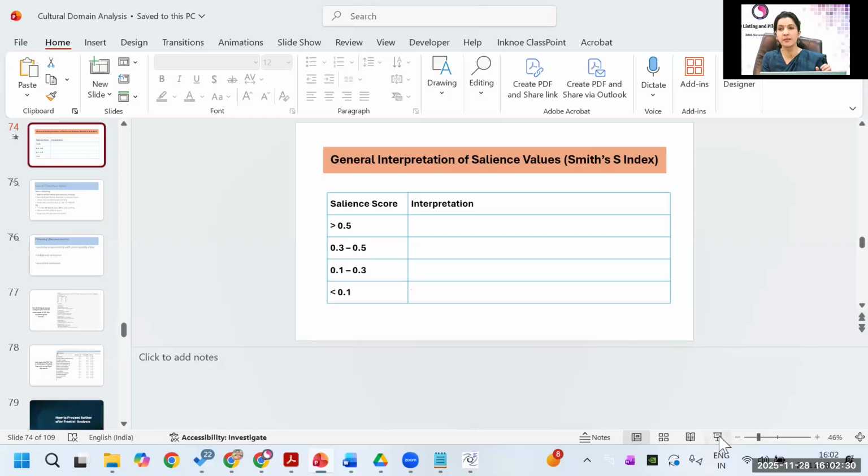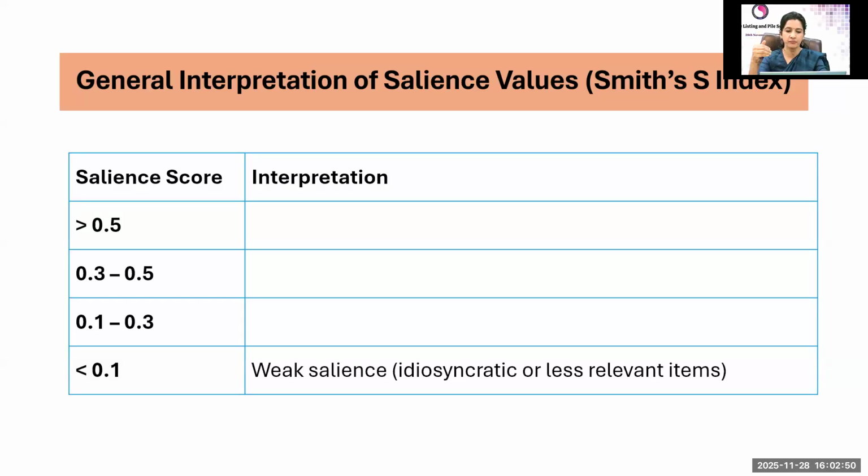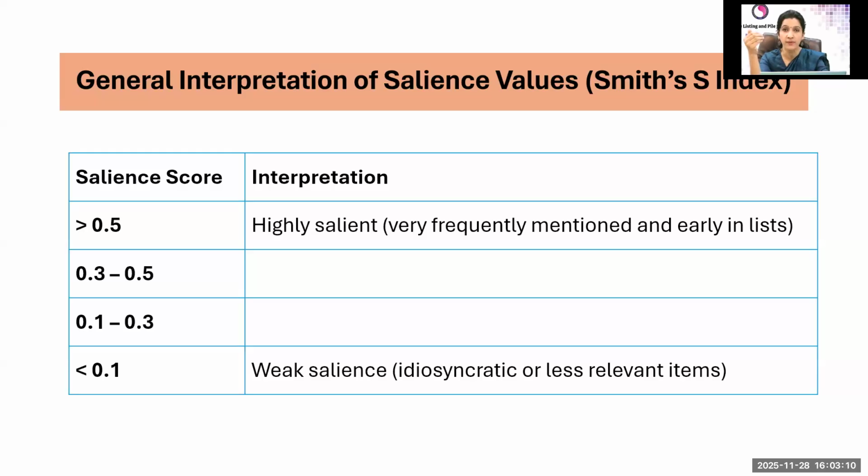So coming to the interpretation, because I was talking about how we can take the high salience index items and represent the result according to that. So what is the interpretation of the salience score? If any item has a salience score of more than 0.5, we say that it is a very important, very shared response. Any item less than 0.1 is a weak salience index, and generally you should not have that item for pile sorting. You can remove that item for pile sorting.